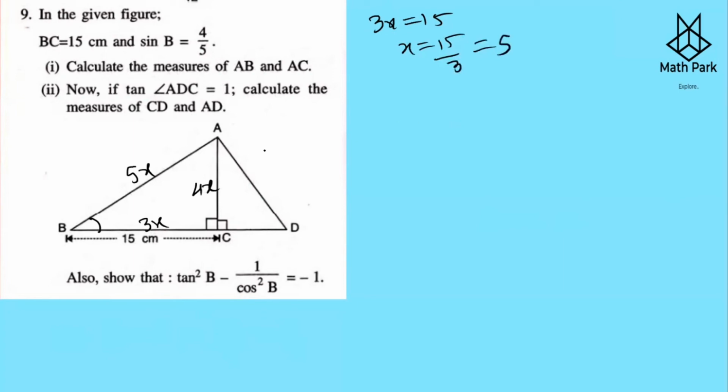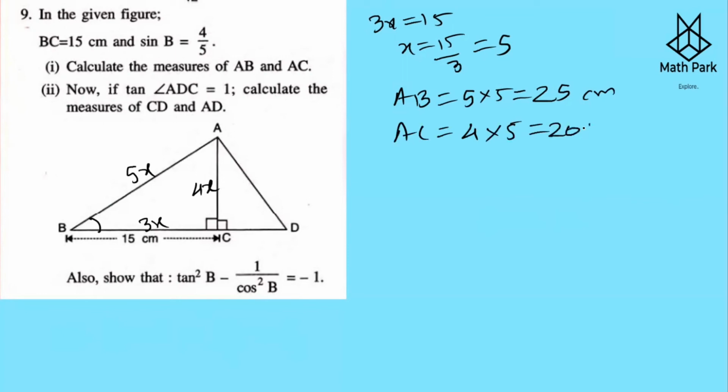So this is how you get AB is equal to 5 times 5, that is 25 centimeter, and AC is equal to 4 times 5, which is 20 centimeter. We got this too. Now they say in the second part that tan ADC is equal to 1. So tan of angle ADC is equal to opposite by adjacent, that is 4x upon CD.